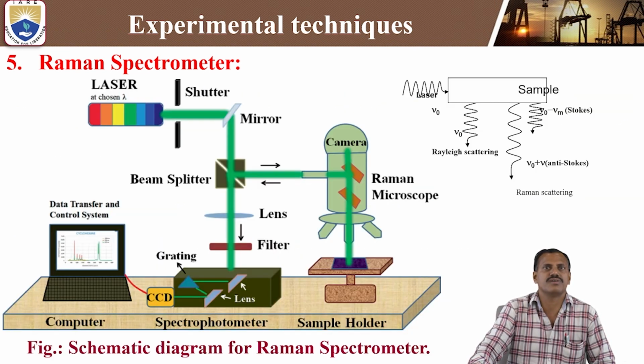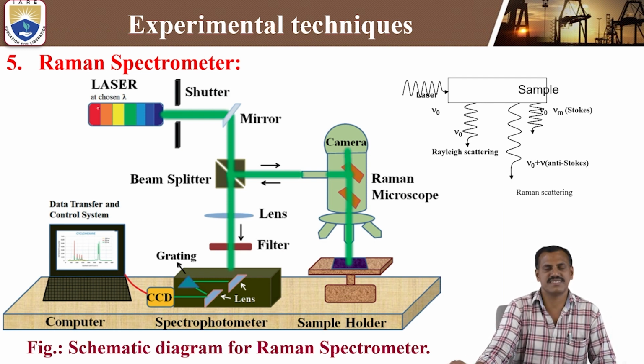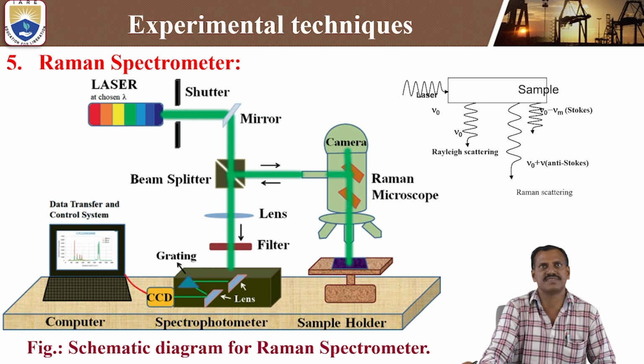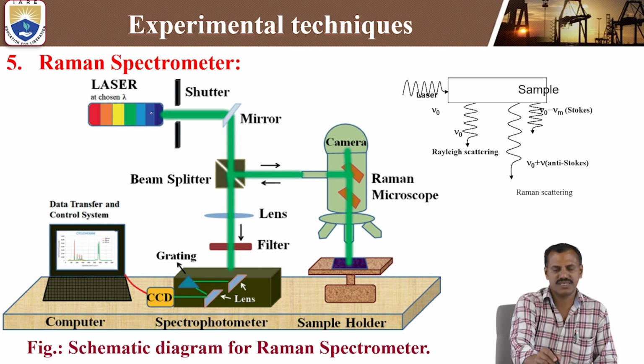Here is the schematic diagram for the Raman spectrometer. A laser is required, which is a gas laser. We can see different kinds of wavelength. If you are using an argon ion laser, we can tune to different wavelengths. With a helium laser also, we can tune the wavelengths. That is the laser. We can use a shutter, mirror and beam splitter.